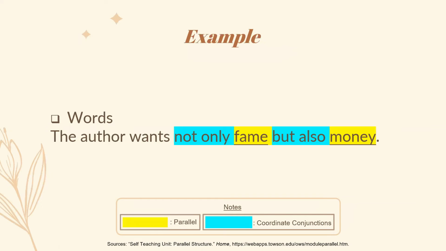First, we start with the word level. In this example, there are two words that connect by using the paired conjunction: fame and money. This is a word level. So we can say this is parallel because they both have the same pattern, that is, words. And this is the paired conjunction: not only is paired with but also. So this is the example at the word level.